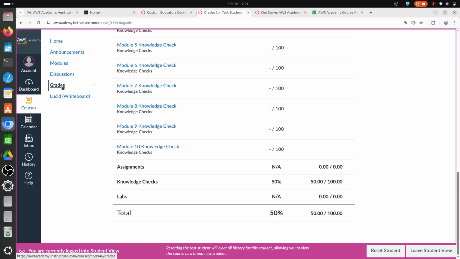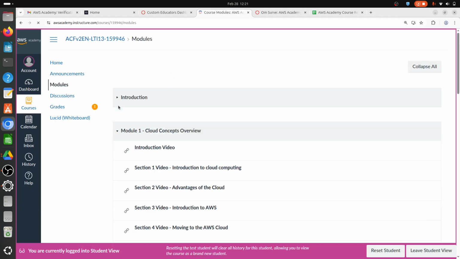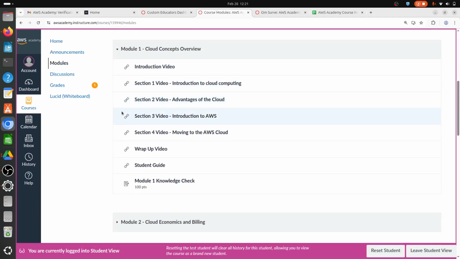Okay, so you can see the grades, you can see what you have completed, what you have not completed. Looking at discussion, you can have discussion with your peers, you can ask questions, you can answer the questions that others have raised. Okay, you can go to modules for getting to know what you have completed, what you have not completed, right?